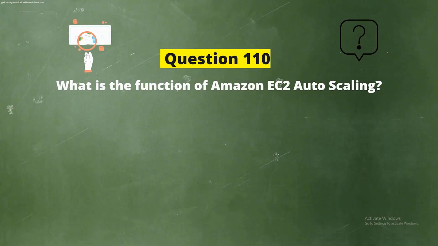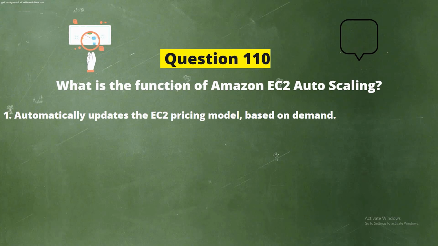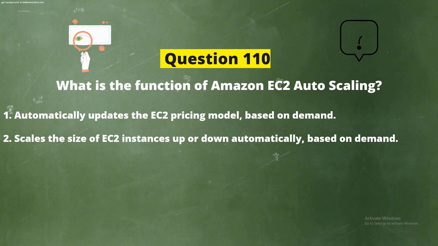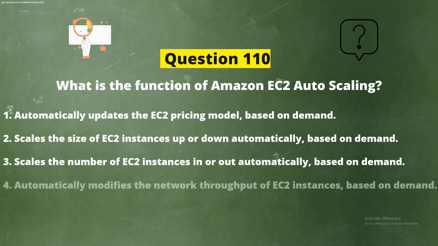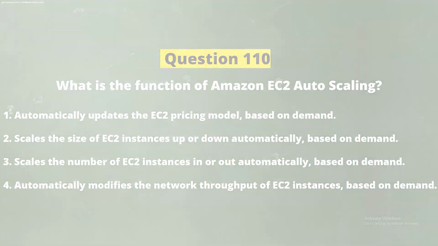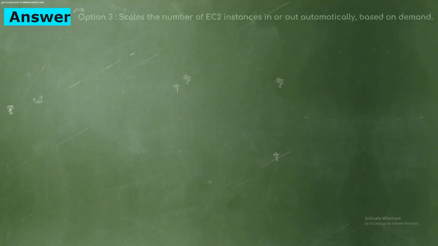Next question. What is the function of Amazon EC2 auto-scaling? And the options are: Option 1. Automatically updates the EC2 pricing model, based on demand. Option 2. Scales the size of EC2 instances up or down automatically, based on demand. Option 3. Scales the number of EC2 instances in or out automatically, based on demand. Option 4. Automatically modifies the network throughput of EC2 instances, based on demand. And the correct answer is Option 3. Scales the number of EC2 instances in or out automatically, based on demand.